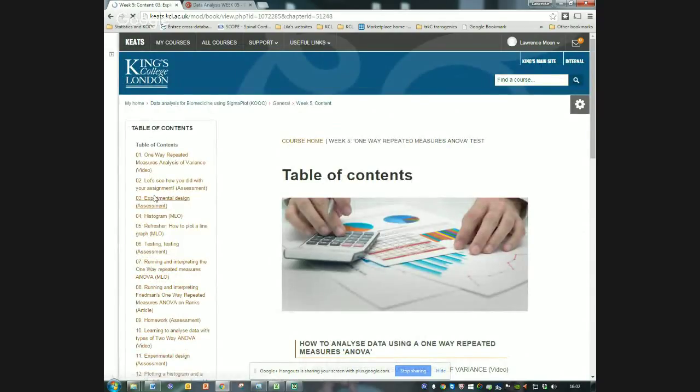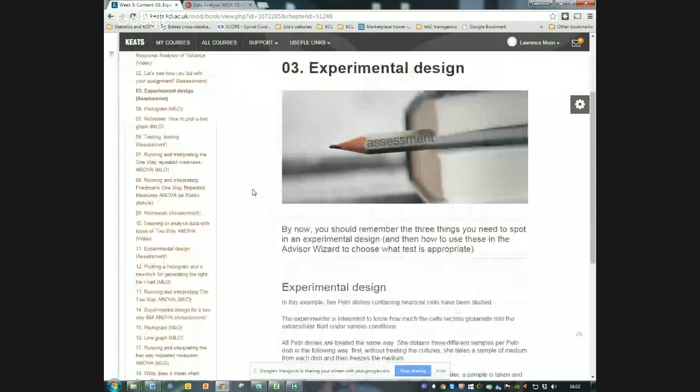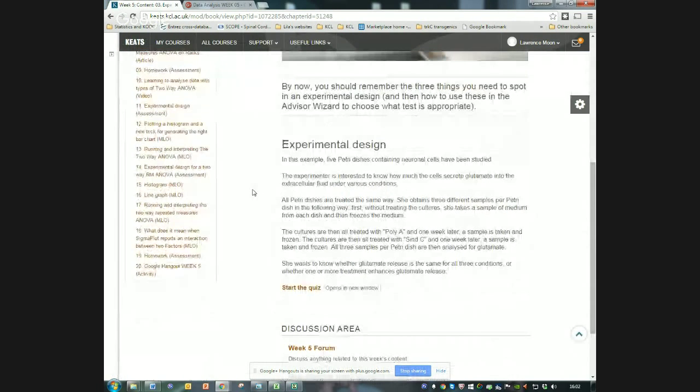Let's look first of all at an experimental design for the one-way analysis of variance. In this panel, you learn about an experimental design where there are 5 Petri dishes containing neuronal cells. The experimenter is interested to know how much the cells secrete glutamate into the extracellular fluid under various conditions. All the Petri dishes are treated the same way. The scientist obtains 3 different samples per Petri dish in the following way.